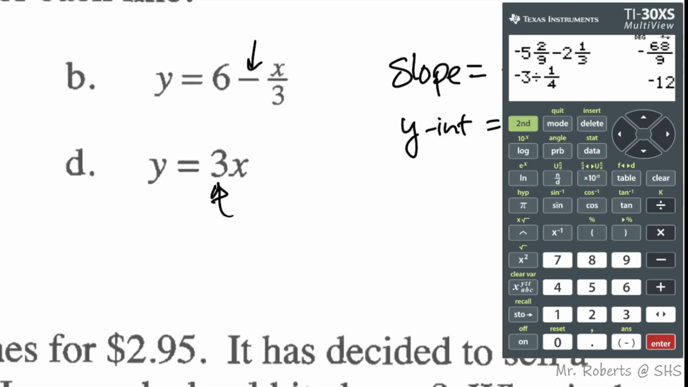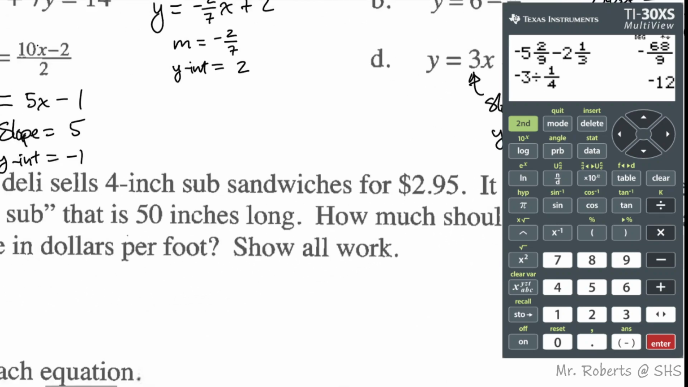Last one. My slope is the number 3, up 3 over 1. And my y-intercept is the number 0. It's going right through the origin. I have no y-intercept.